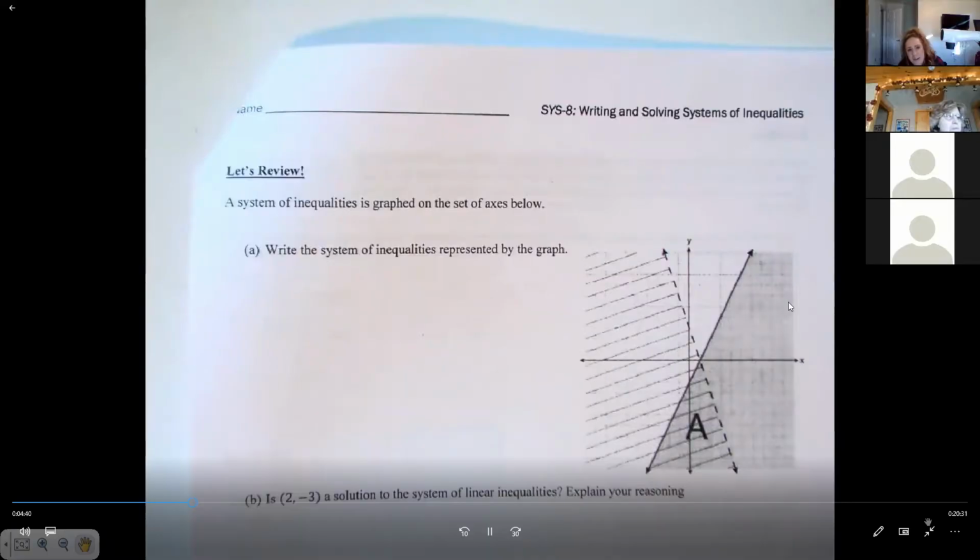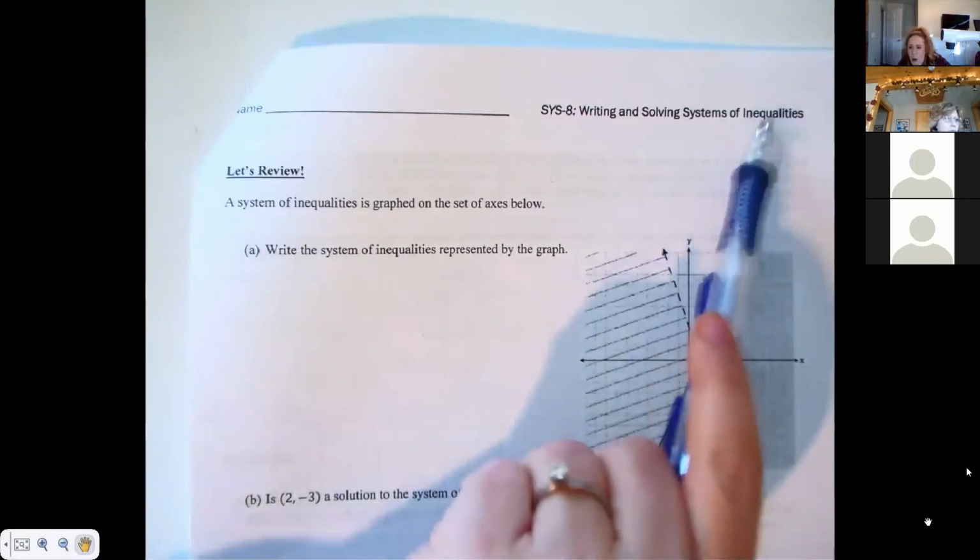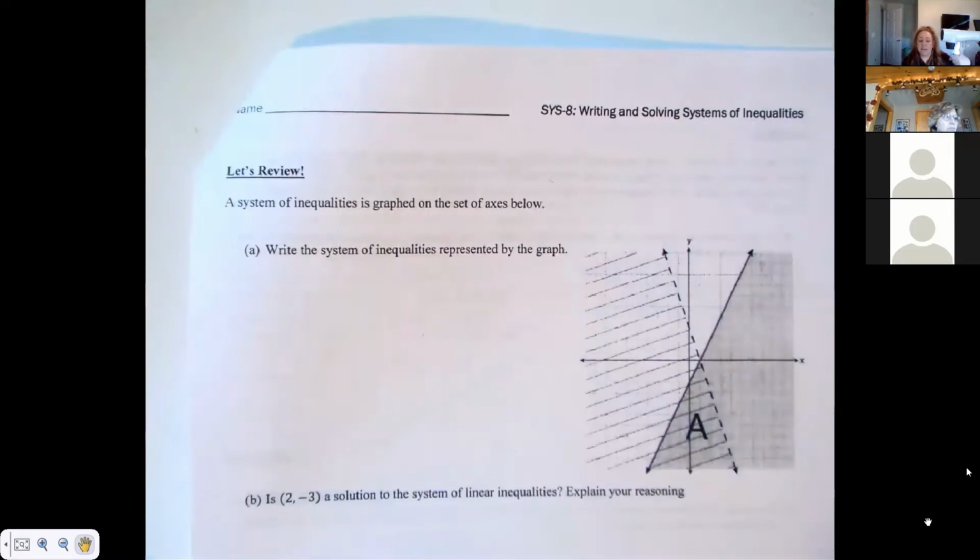And what we are doing today, all right? So what we're doing today, the only difference is we are using inequalities. So what does that mean? It means that your language in your question is just going to be a little different.